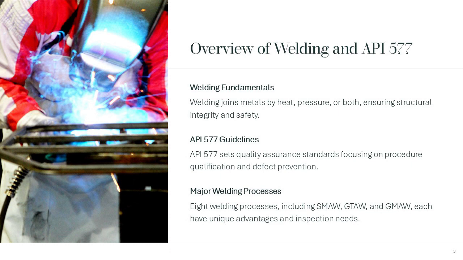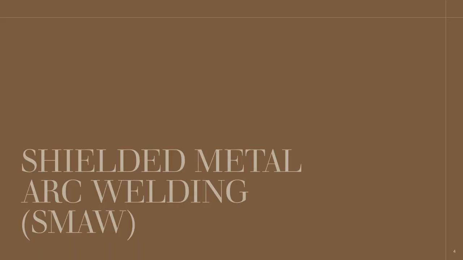standards. This presentation covers 8 major welding processes: SMAW, GTAW, GMAW, FCAW, SAW, SW, PAW, and EGW, detailing their principles, applications, advantages, limitations, and inspection considerations. Each process has unique characteristics that influence weld quality, productivity, and suitability for various materials and environments. Principle and applications of shielded metal arc welding or SMAW.